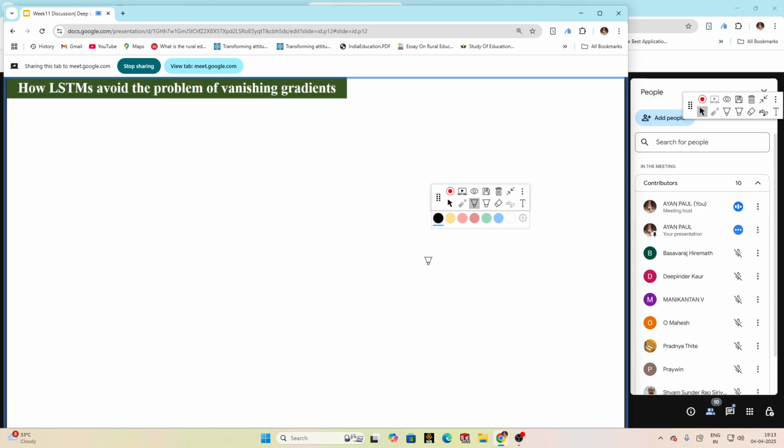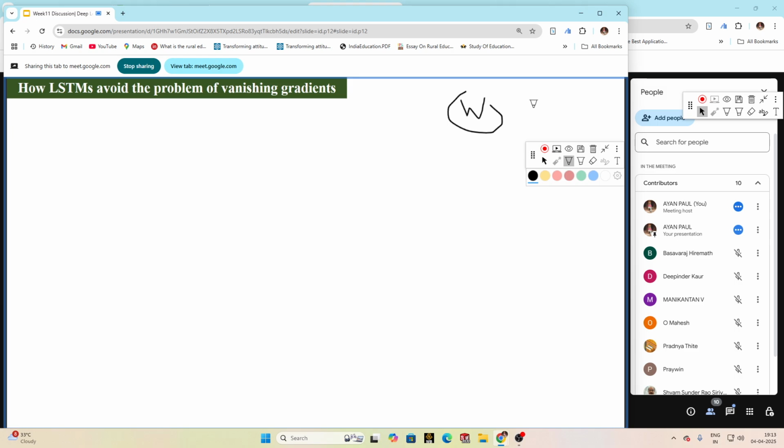Now let's move on to the next thing, how this LSTM avoids the problem of vanishing gradient. For exploding gradient we cannot do anything, because exploding gradient directly depends on your weights. But vanishing gradient depends on the gradient calculation, right? The gradient at each time step calculation.